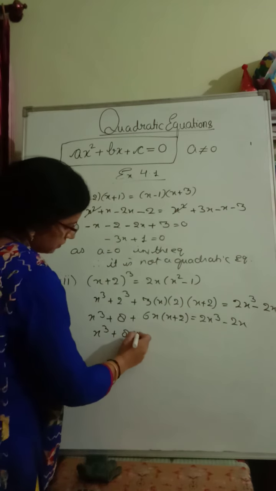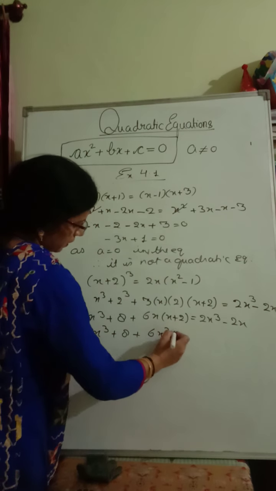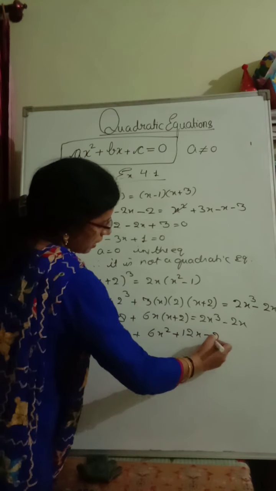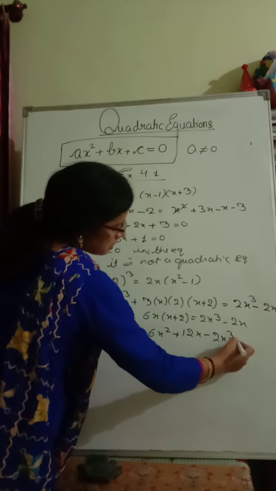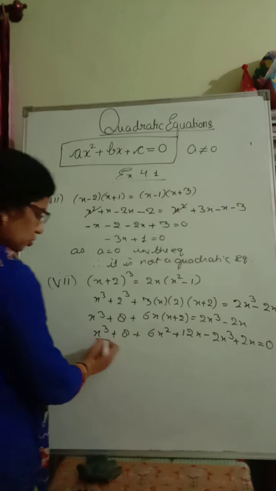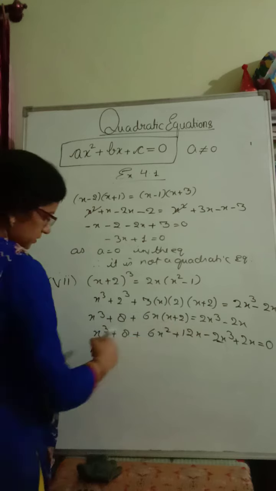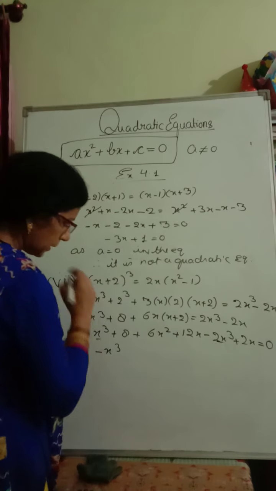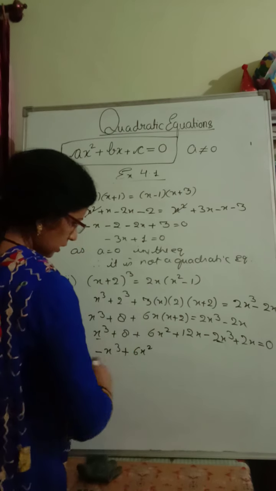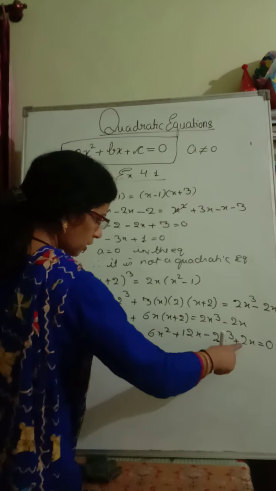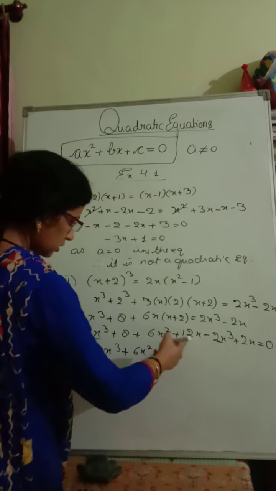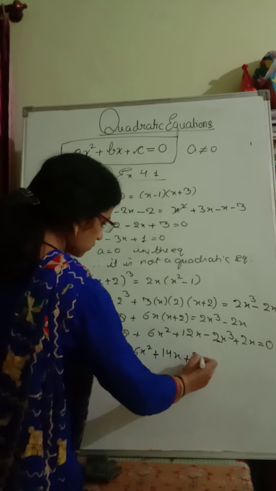x cube plus 8 plus 6x square plus 12x, bring it to this side, minus 2x cube plus 2x equals 0. The x cube and x cube terms we will solve, plus minus minus, so minus x cube is left. Then there is only one x square term, plus 6x square. Then the x terms, these two, plus 14x. Then the constant, only 8, equals 0.